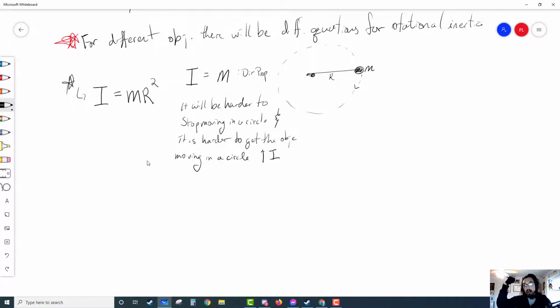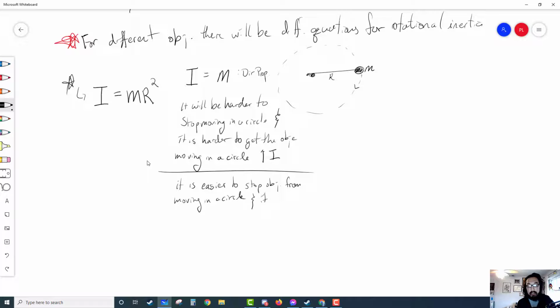And the vice versa is true if an object's inertia were to decrease. Okay, so if it were to decrease, I'm going to write it out because this is important. It is easier to stop the object from moving in a circle, and it is easier to get the object moving in a circle.